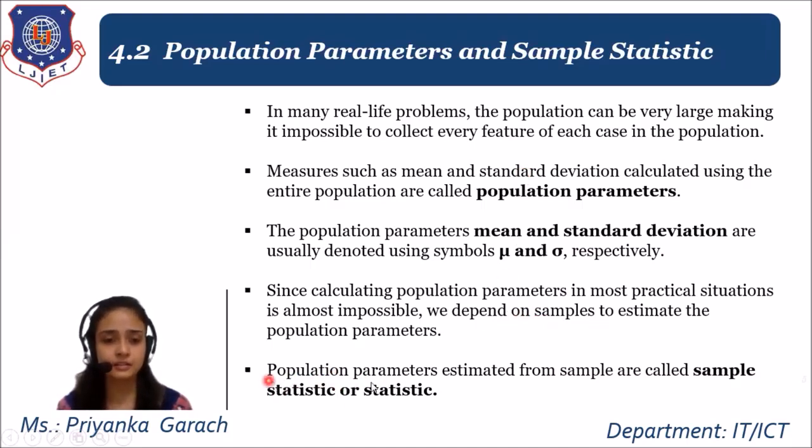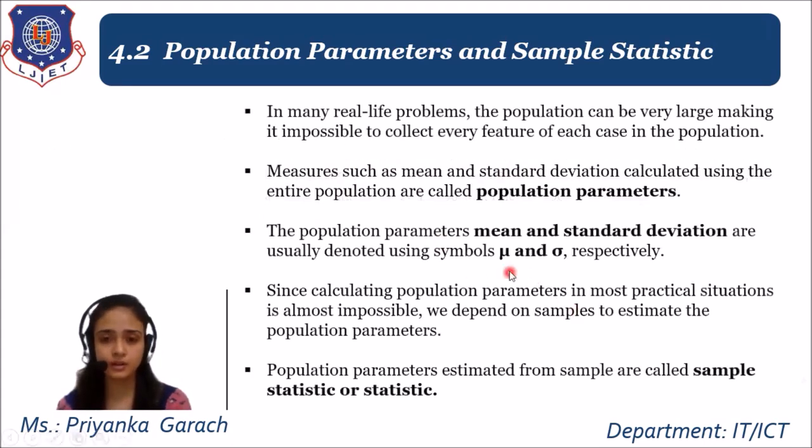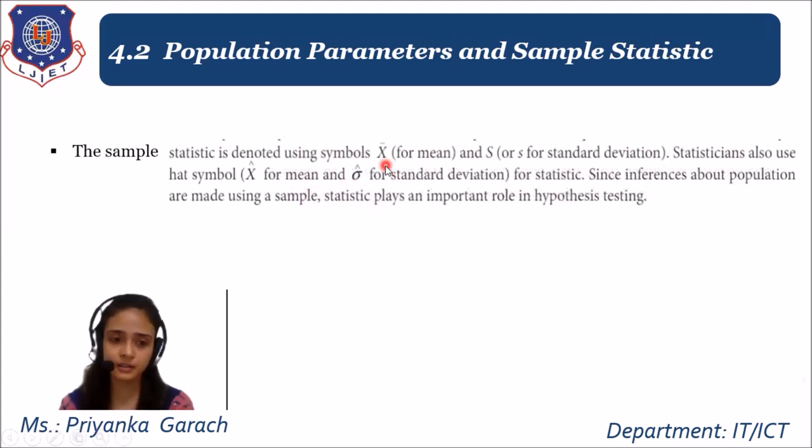The definition is like this: the population parameters estimated from the sample are called the sample statistic. The sample statistic is denoted by the symbol x bar for the mean and s or small s for the standard deviation, and sometimes x hat or sigma hat is also used for the sample statistics. So these two symbols are different. If mu is written in the formula, it means it is the population parameter. If x bar is written for the mean, it means it is a sample statistic.